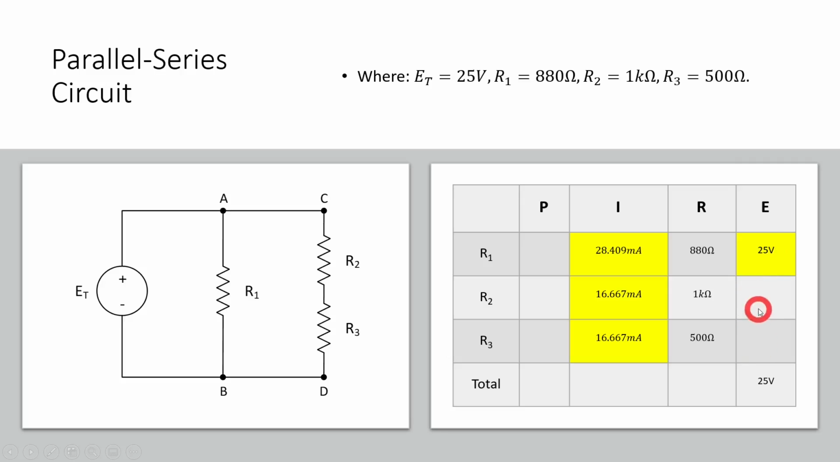Now here, remember, these are in series with one another. You can see that here. They're in series with one another. And what is a series circuit? It is a voltage divider. So that 25 volts is going to be divided up amongst those two. Okay, so we're going to solve for that next here.